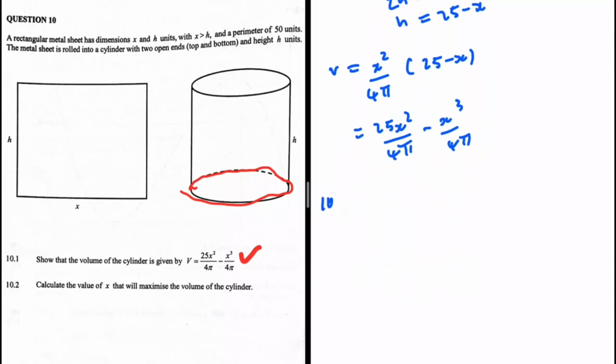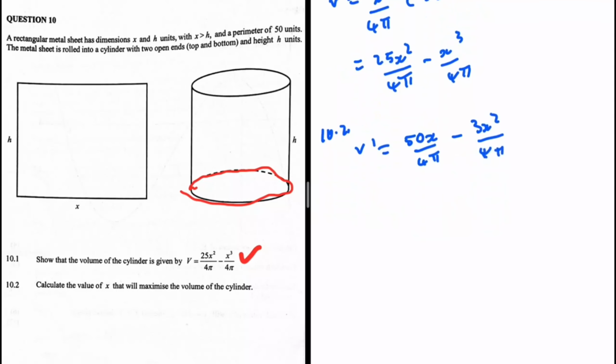10.2, calculate the value of x that will maximize the volume of the cylinder. So obviously we are going to find the derivative, which is going to be 50x divided by 4 pi minus 3x squared divided by 4 pi. Right, so we need to let the derivative be equal to 0, because we want to find those critical points.